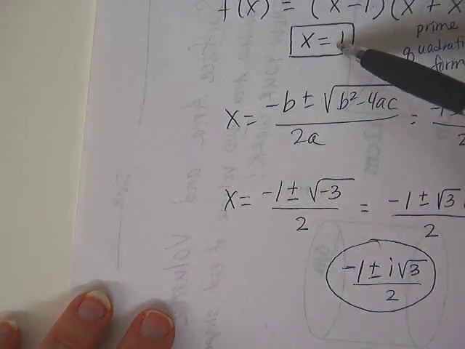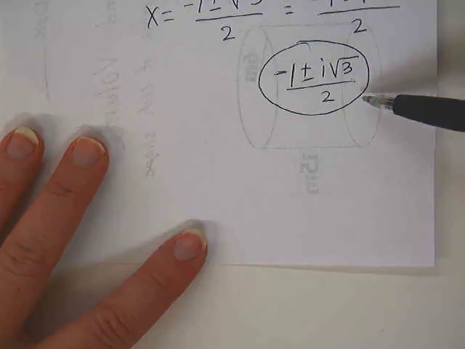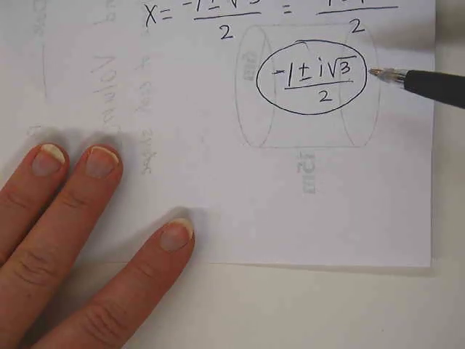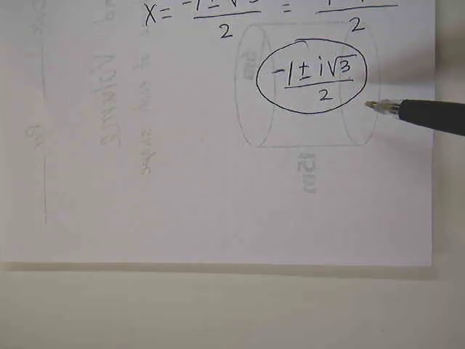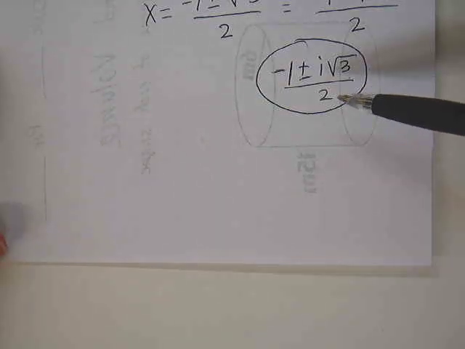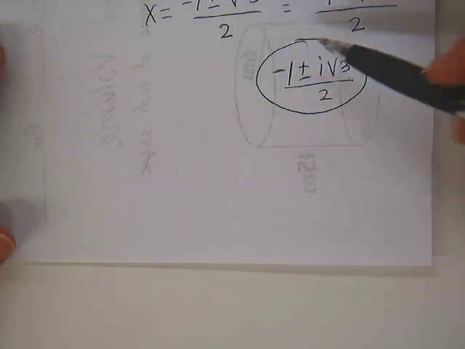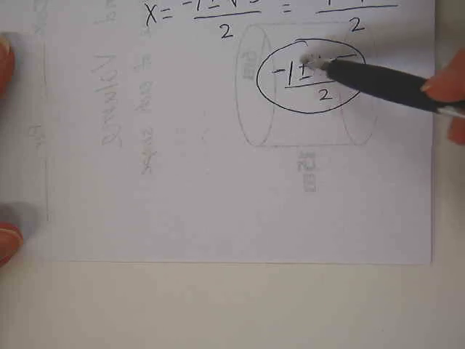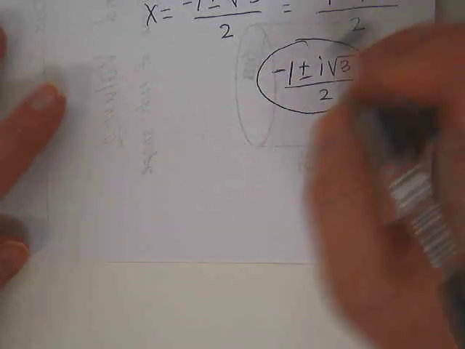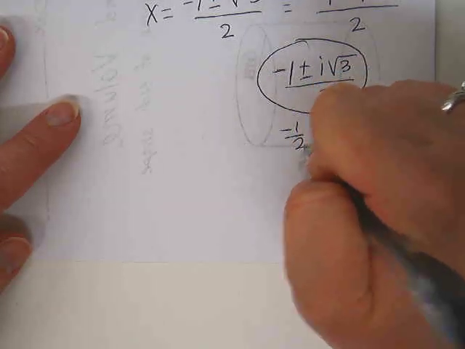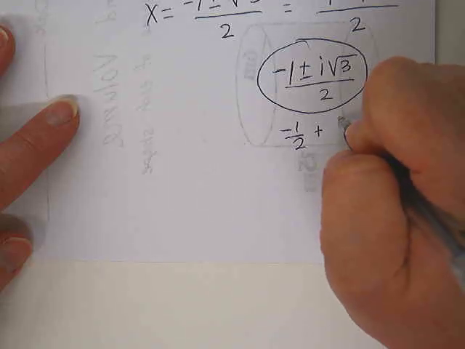Okay, so how many more zeros is that? That's 2 more zeros. So we already found the zero that's x equals 1, and now we found two more zeros: negative 1 plus i square root 3 over 2 and negative 1 minus i square root 3 over 2. Anyway, you've got two answers here because of the plus or minus.